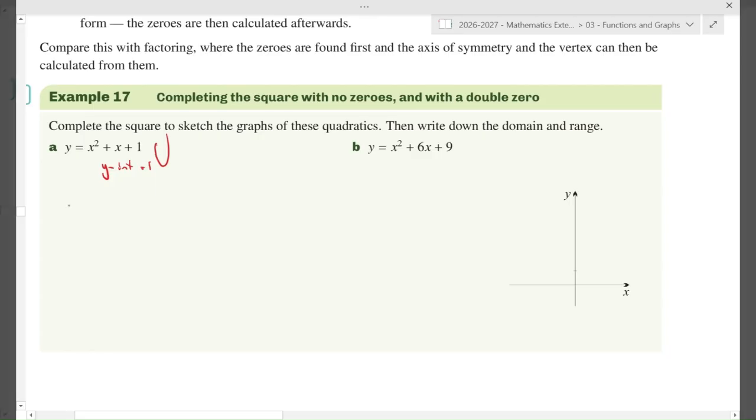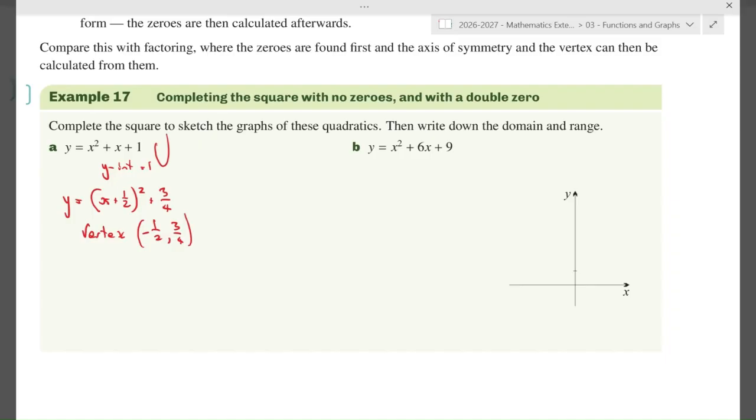I'm going to complete the square, which will give me x plus a half all squared plus 3/4. Everyone okay with that? So that gives me my vertex of being, what's my vertex? Excellent. I've got my vertex as that.